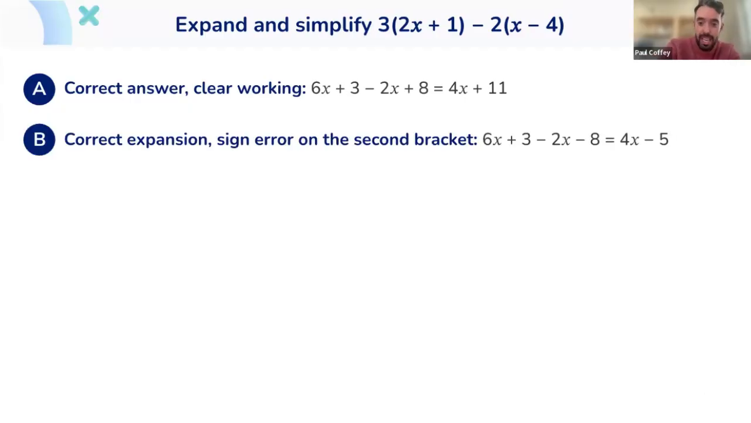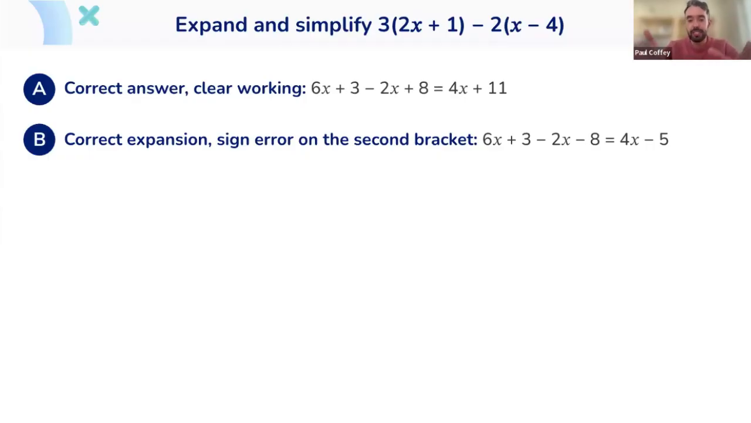Response B. Here we've got a correct expansion, but we'll see there's a sign error in that second bracket. This is probably the most common error we'll see. The student multiplied -2 by x correctly, but they've treated -2 multiplied by -4 as -8 instead of +8.